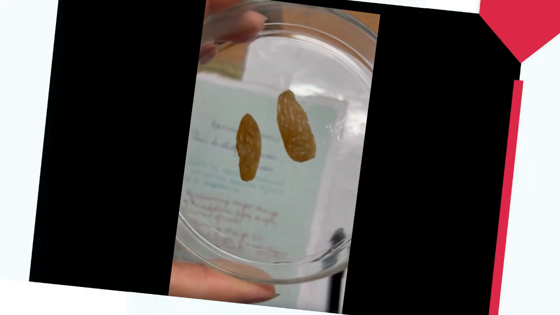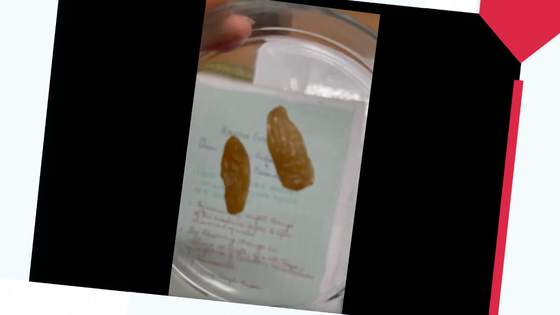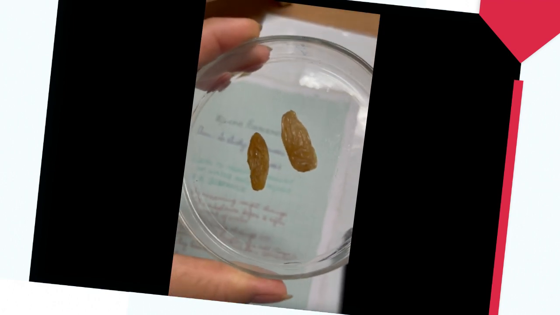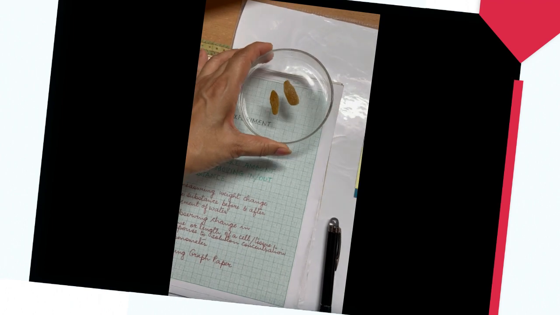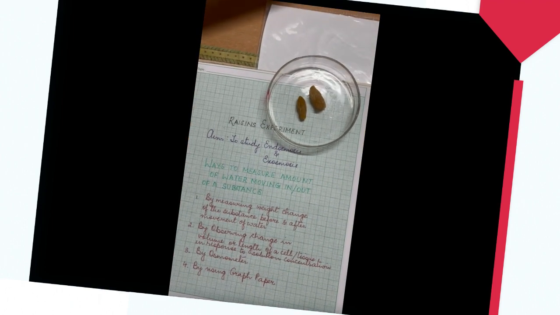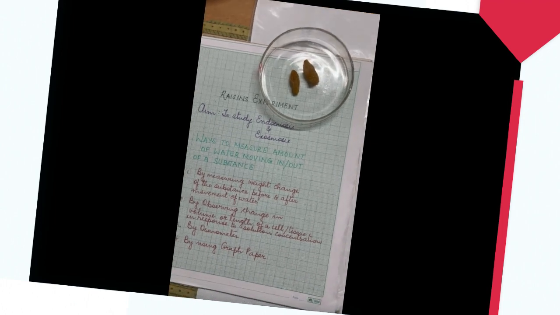Raisins are made from grapes. Grapes have around 80 to 88% water and 15% sugar, while raisins have just 15% water and around 70% sugar. From the presentation, we learned how raisins can be used to study endosmosis and exosmosis. What we inferred from this experiment can be confirmed in different ways.